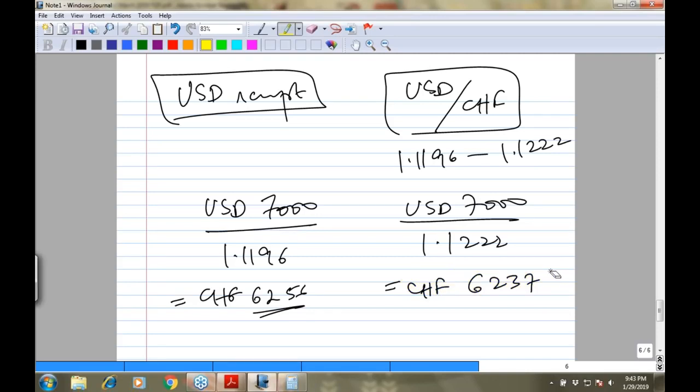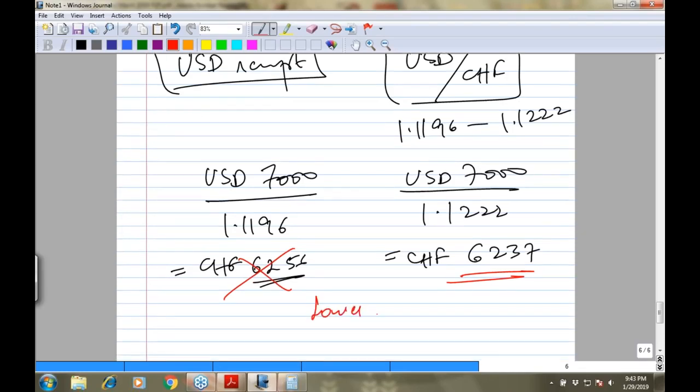Why? The bank would say that in one of the scenarios we need to pay you 6252, and in the other scenario we need to pay you 6237. So we're not going to pay this amount, we're going to pay this amount. So remember, whenever you are expected to receive foreign currency, the conversion rate is going to be the one which leads to the lower receipt.